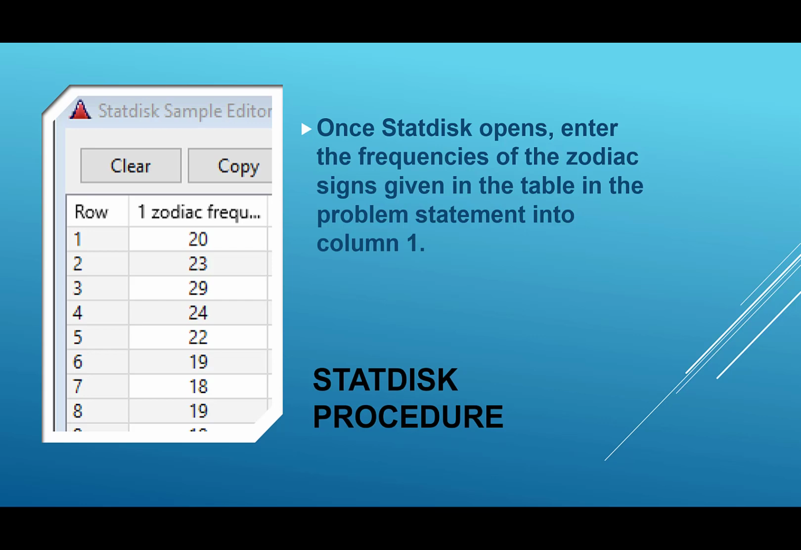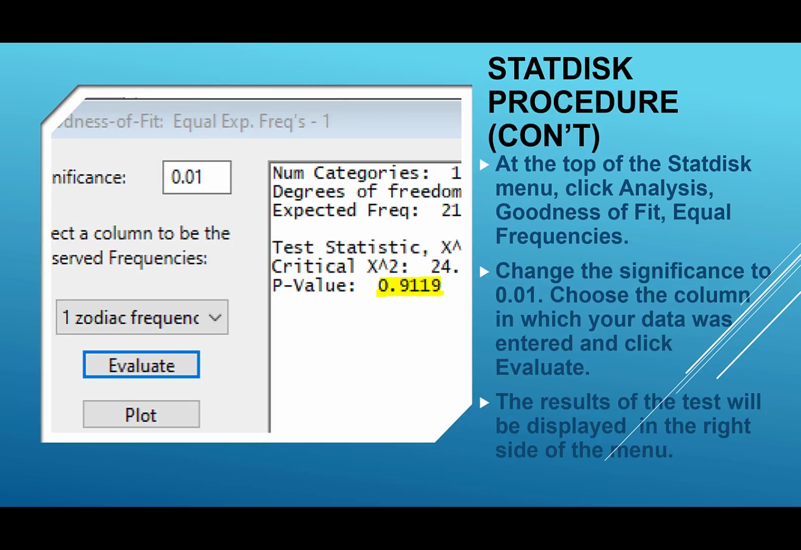Once we have the hypotheses, we can go into StatDisk and actually perform the hypothesis test. Remember that StatDisk always opens with the sample editor in order for us to put in our data. So I entered the frequencies from our table given earlier into column 1, and I labeled it zodiac frequencies.